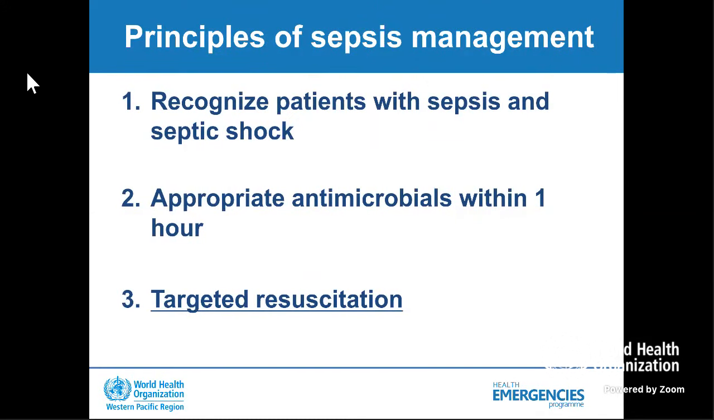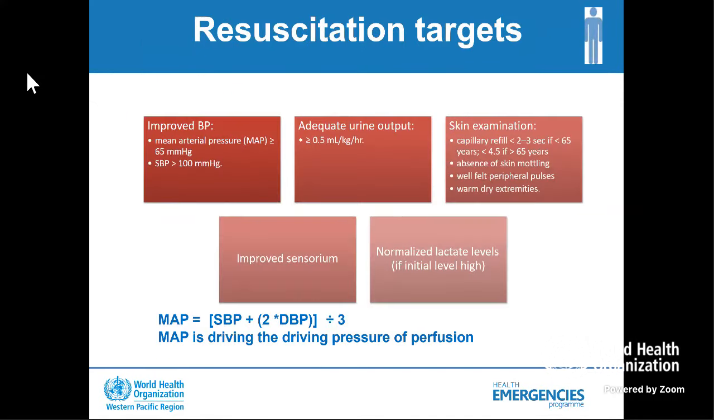So the third principle is targeted resuscitation. So these are the targets of resuscitation. Based on evidence from clinical trials, the following targets are recommended. First, improved blood pressure. We use a mean arterial pressure, which is a true driving pressure of perfusion. Second, adequate urine output, and this is measured per hour. Third is skin exam, which does include capillary refill and peripheral pulses. And then improved sensorium using whatever standardized scale is used, and then normalizing lactate.